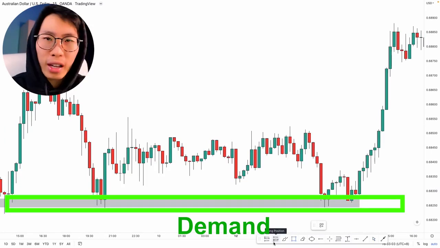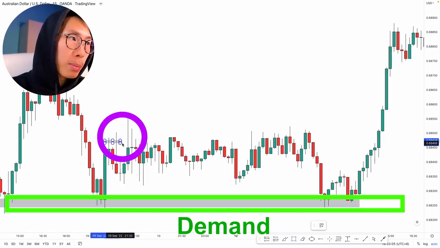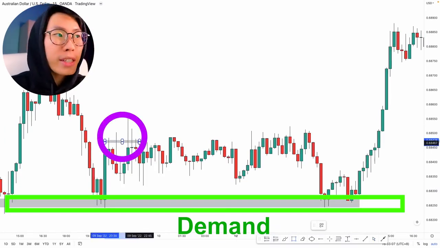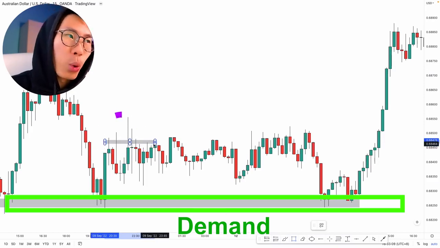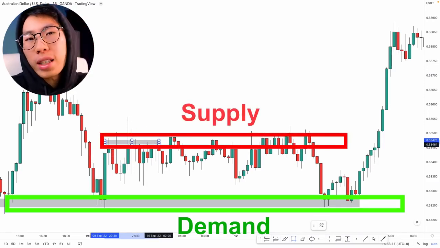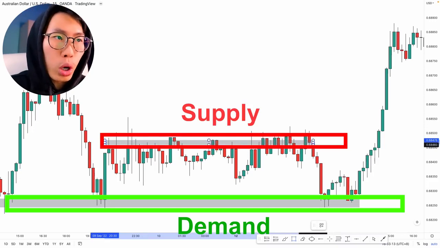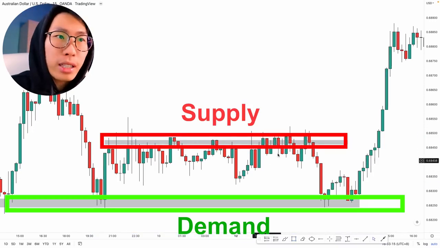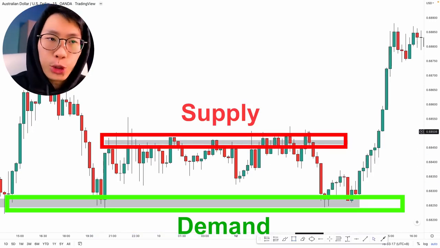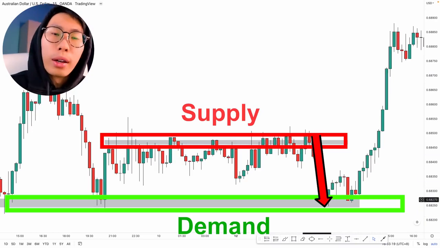That is also another supply area right here. You can see there are multiple long wicks being formed at this area, which shows us that this is a very strong area that price is always rejecting. So if you draw towards the right, you can see that next time price came back all the way up here, it literally collapsed all the way down to the demand zone.